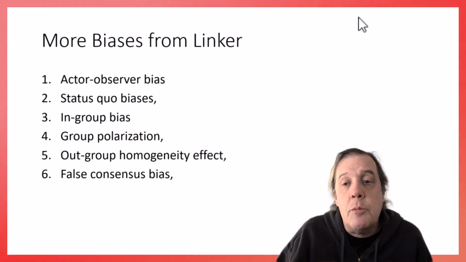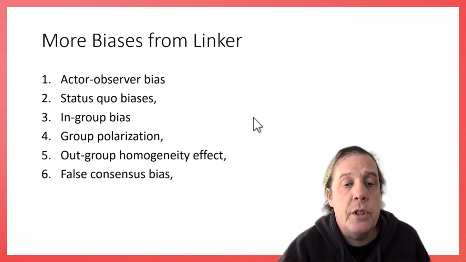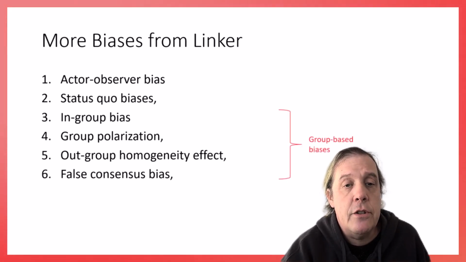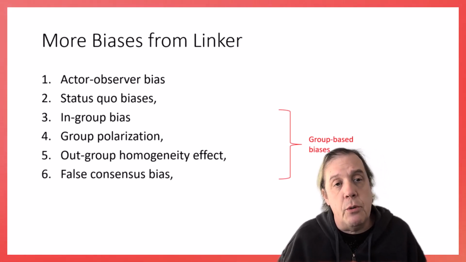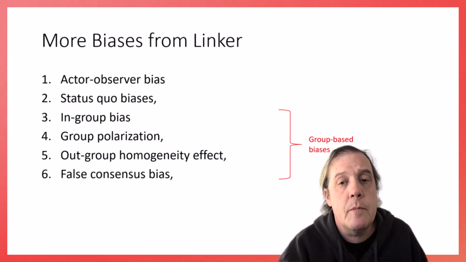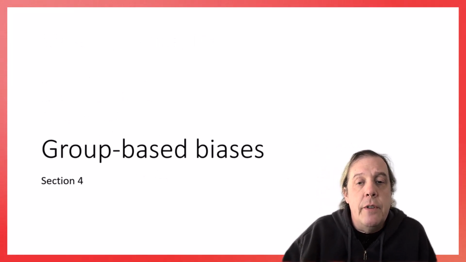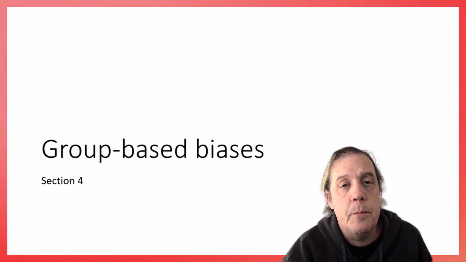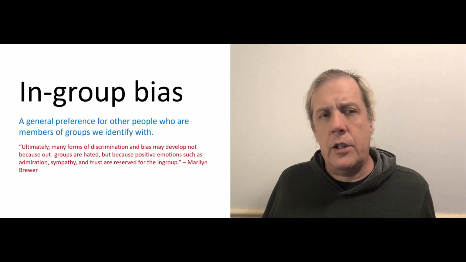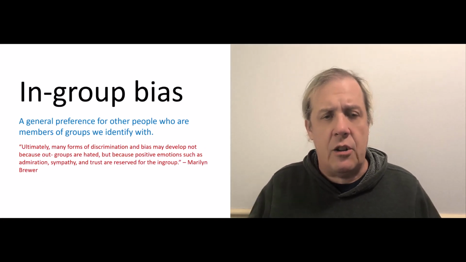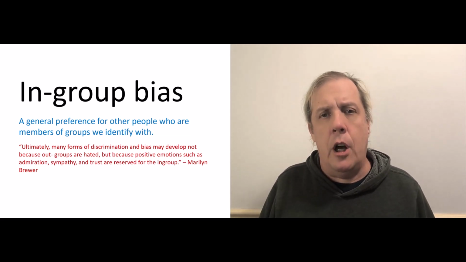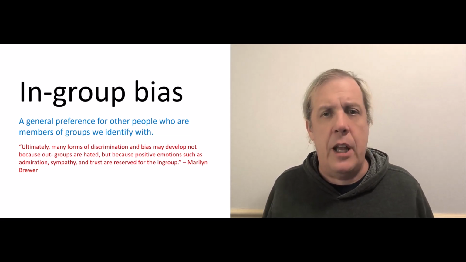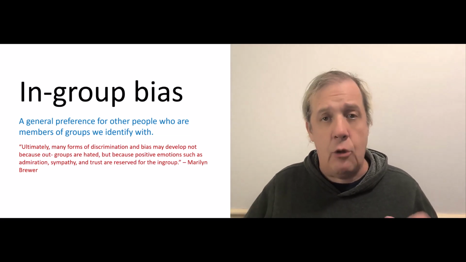So we've talked about actor-observer bias and the status quo biases. All the remaining biases can be grouped together because they relate to identity groups or social groups. So the last section of this video is just on the group-based biases, and we're going to start by talking about in-group bias. A lot of our discussion here will use the technical terms in-group and out-group. And these might be fairly self-explanatory, right? In-group just means us, out-group means them.